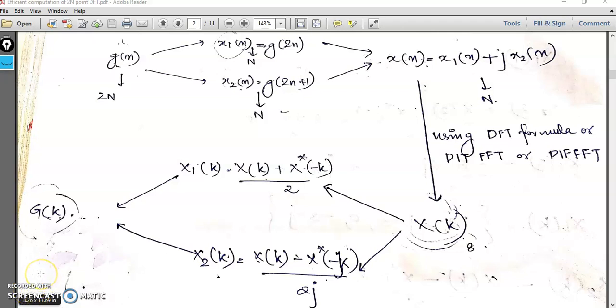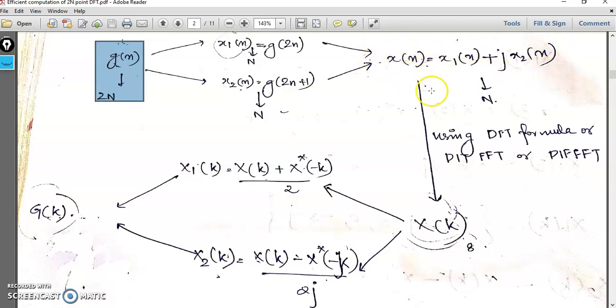This is the third video related to efficient computation of 2N point DFT sequence. I will just briefly explain the process. If we are given g of n, a 2N point sequence, we split it into two sequences, x1 of n and x2 of n. x1 of n is the even indexed sequence and x2 of n is the odd indexed sequence. Then we combine them in such a manner that x of n is equal to x1 of n plus j into x2 of n. It is an N point sequence.